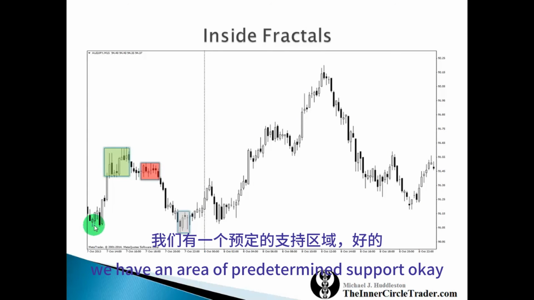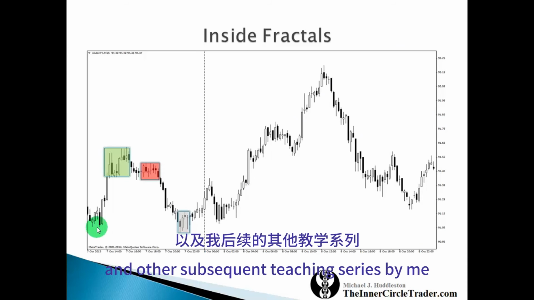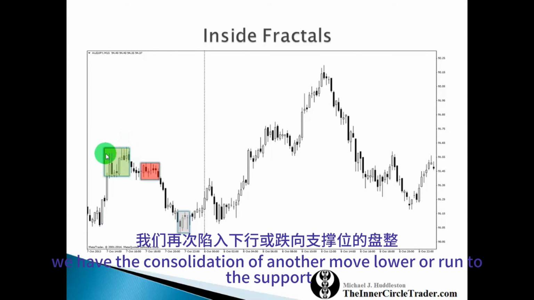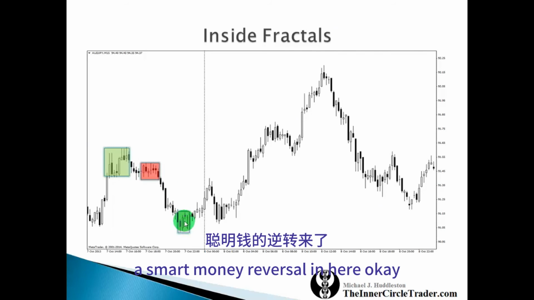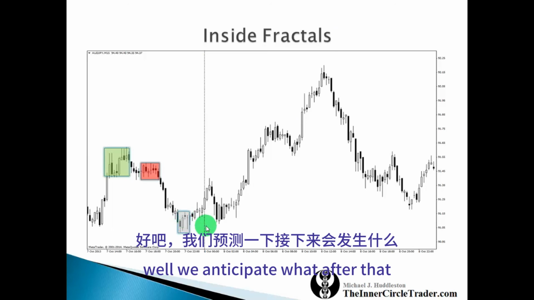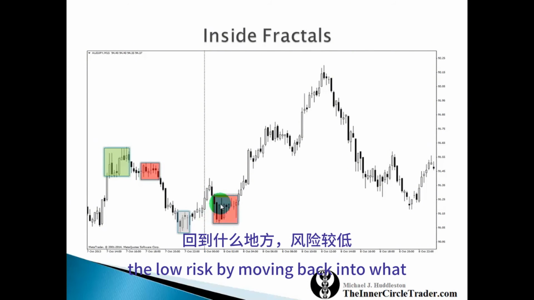We have an area of predetermined support, a liquidity pool, which we understand from earlier videos in this particular series and other subsequent teaching series by me. We have the consolidation of another move lower, or run to the support. We have the reversal price point, the smart money reversal in here. Okay, what will we anticipate after that? The low risk buy, moving back into what?